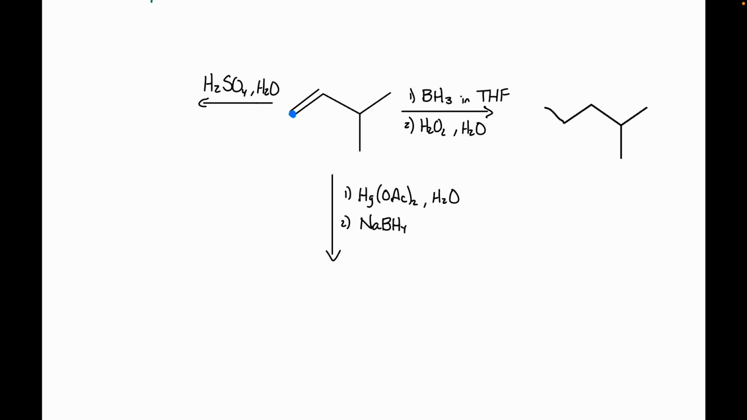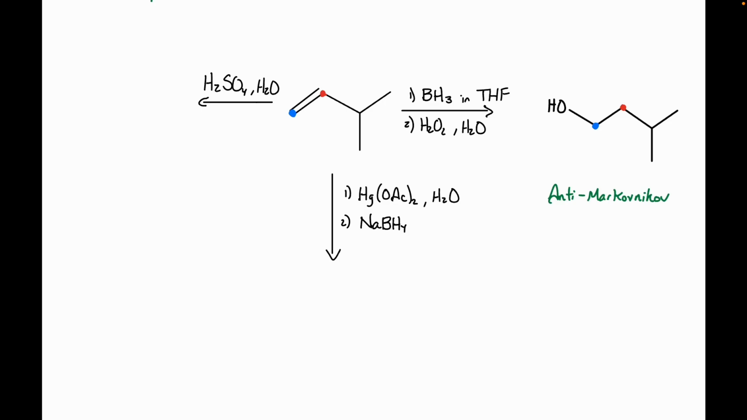Okay, so now I'm going to do this addition reaction where on one side of my double bond I get a hydrogen and on the other side I get the hydroxyl group. All right, this is what we call anti-Markovnikov. Means we select the less substituted carbon.